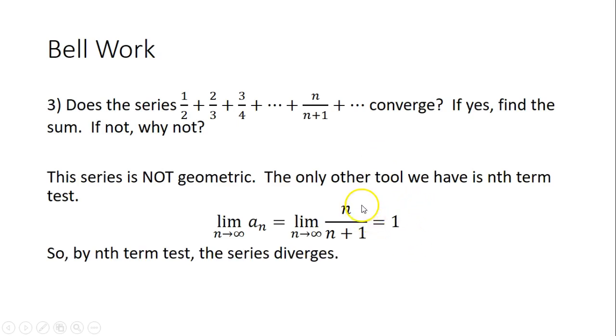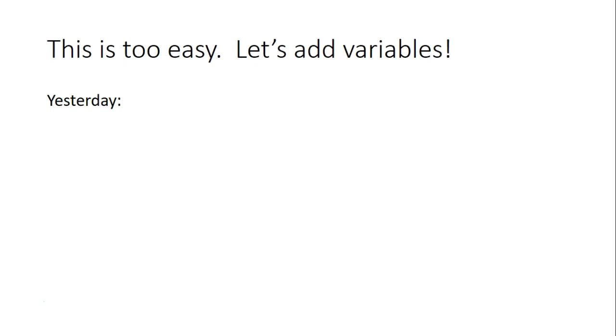Remember, if it's 0, that's not conclusive. We can't say that it converges if it's 0. But if it's not 0, it's automatically not going to work. So this is too easy.